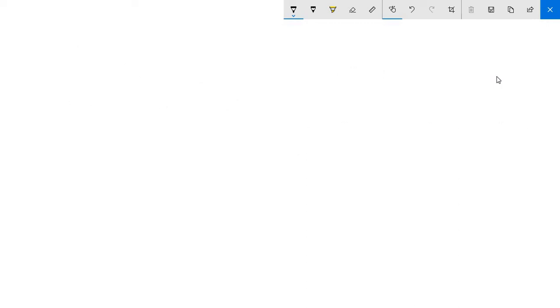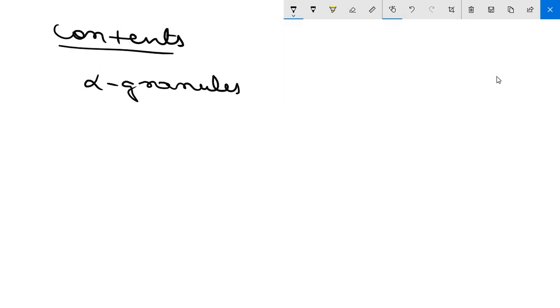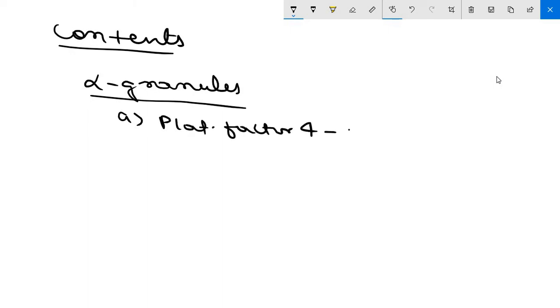Now we will move to the contents of the platelets. We have discussed morphology and development. Now we are going to discuss the contents of the platelets. First we will discuss the content of the alpha granules present in the platelets. First, they contain platelet factor 4, which is procoagulant and helps in coagulation. It also contains fibronectin.